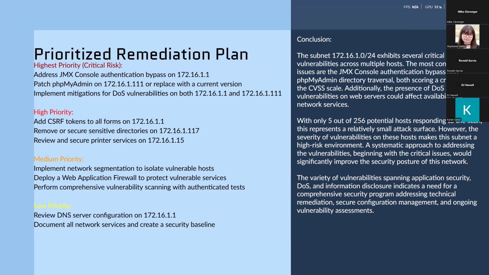A systematic approach to addressing the vulnerabilities, beginning with the critical issues, would significantly improve the security posture of this network. The variety of vulnerabilities spanning application security, DoS, and information disclosure indicates a need for a comprehensive security program addressing technical remediation, secure configuration management, and ongoing vulnerability assessments. And this concludes the network vulnerability assessment by Bandits on the Santec simulated network.